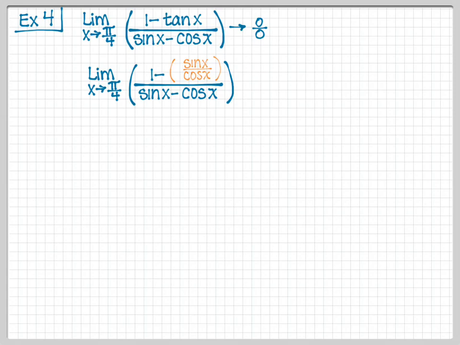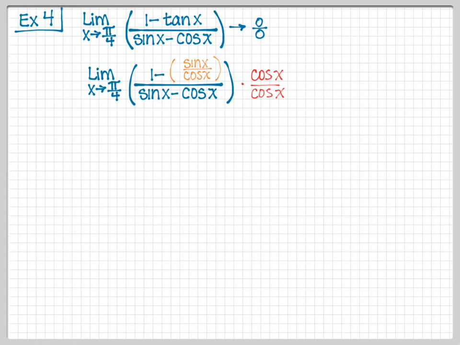First thing I see is I've got tangent, so I rewrite tangent using the identity sine over cosine. I see fraction within a fraction, so I want to clear this fraction out. I look at all the denominators, and the only denominator that I see is cosine of x, because this has a denominator of 1, this has a denominator of 1, and this has a denominator of cosine of x. So I'm going to multiply both numerator and denominator by that common denominator of cosine of x.